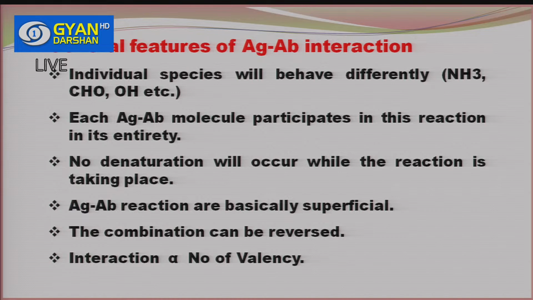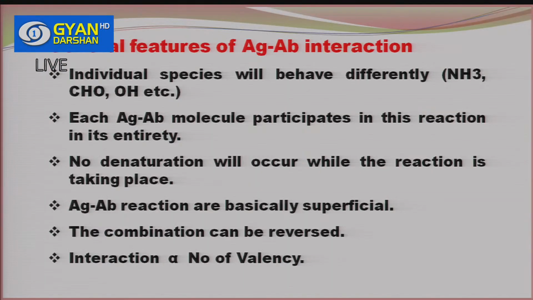Interaction is directly proportional to the number of valencies. Antibodies like IgG and IgA have two valencies, but IgM has 5 or 10 valencies. So the interaction is directly proportional to the number of valencies available on the antibodies or even the antigen.